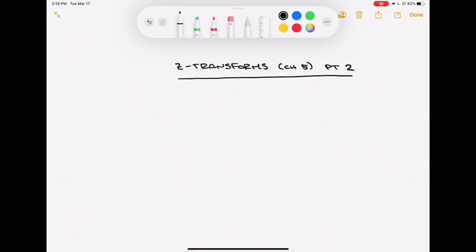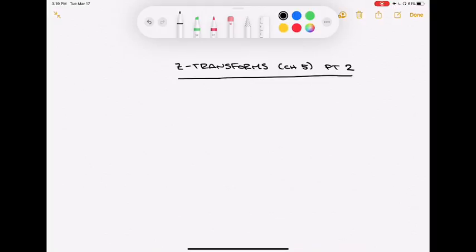Okay, so this will be the second lecture we'll do on Z transforms, all coming out of chapter 5. We'll call it part 2. In this lecture, we're going to talk a little bit more about region of convergence issues, make sure we can handle combinations of signals. That'll lead in nicely to our discussion of inverse Z transforms, which will be the main topic of this particular lecture.